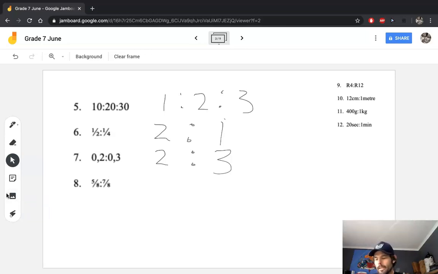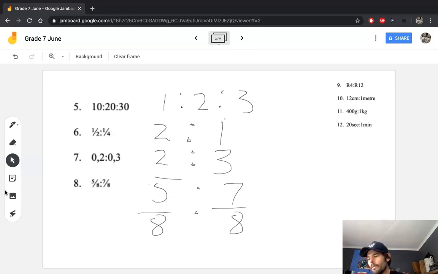5 over 8 and 7 over 8, and you'll notice the difference between the question in number 6 and the question in number 8 is that in 6, the denominators are different, but in question number 8, the denominators are the same. So in question number 8, it's quite easy to turn the fractions into whole numbers because I just need to multiply each fraction by 8.